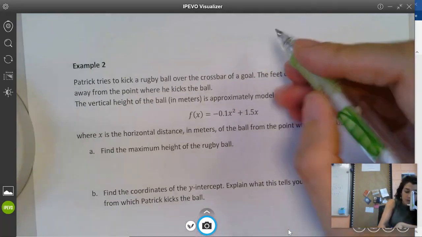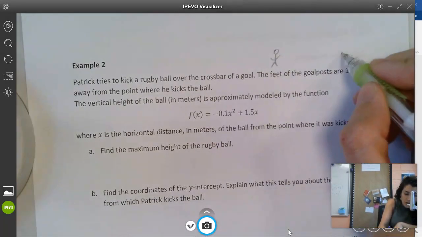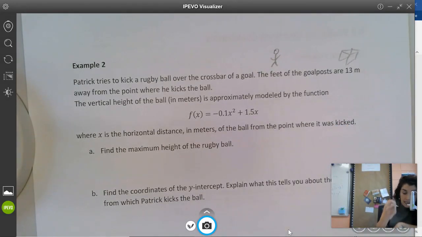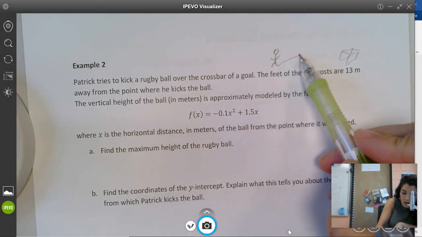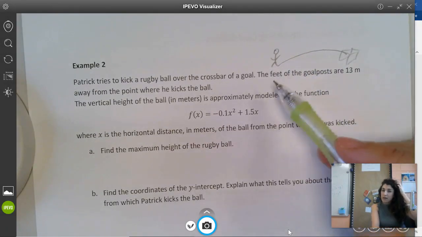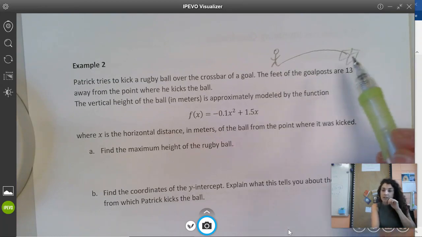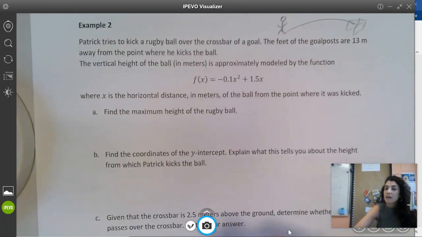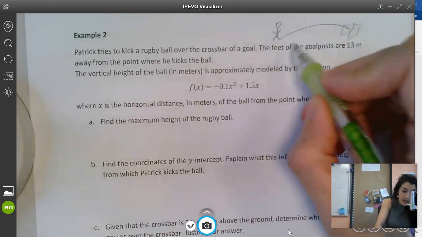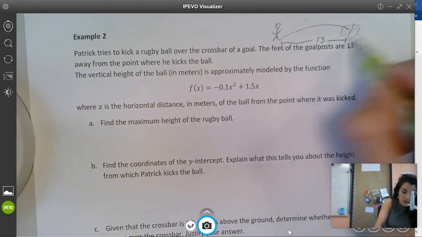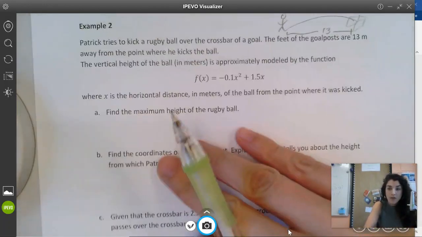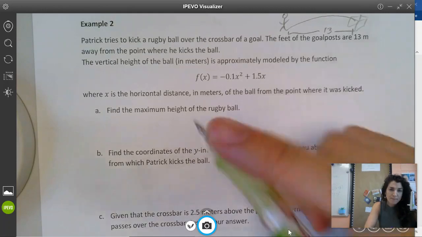So if we wanted to envision this, Patrick, goalposts, and then he kicked a ball, and at some point it went in or something, right? But we haven't fit a full parabola before it hits the goalpost, hopefully, potentially. So taking a second, making sense of it. You can draw a quick little sketch, say, hey, that's 13 meters. Cool. Draw it on your calculator. Plot it on your calculator. All of those are good things to do when you start a problem.